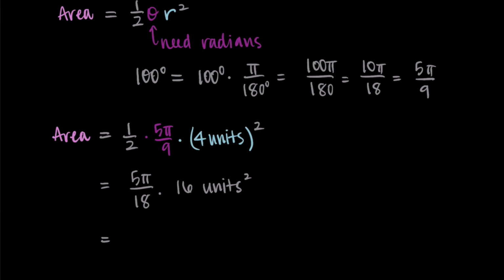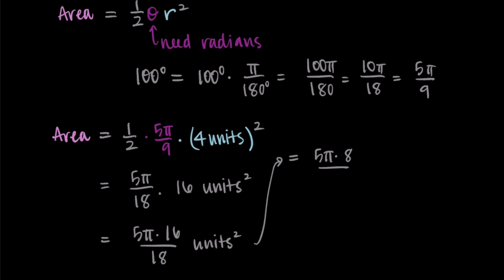So now we just need to simplify this. I'm going to write it as one fraction. So I have 5 pi times 16, all divided by 18. I'm noticing that I can divide the 16 and the 18 both by 2. So I have 5 pi times 8 divided by 9. And that's giving me 40 pi over 9 units squared. If you're not very comfortable with fractions, you can always use a calculator to help you with this. I just think it's a good way to start practicing more fractions and getting more comfortable with them.